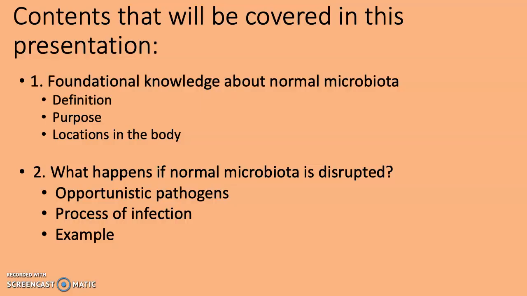I will now explain what we will be covering in this presentation in the exact order. First, we will talk about the foundational knowledge about normal microbiota. This will include the definition, the purpose of normal microbiota, and the locations that they are within the body. Second, we will talk about what happens if normal microbiota is disrupted. This will include talking about opportunistic pathogens, the process of infection, and I will also give one example of how normal microbiota can be disrupted to cause an infection. Let's begin.